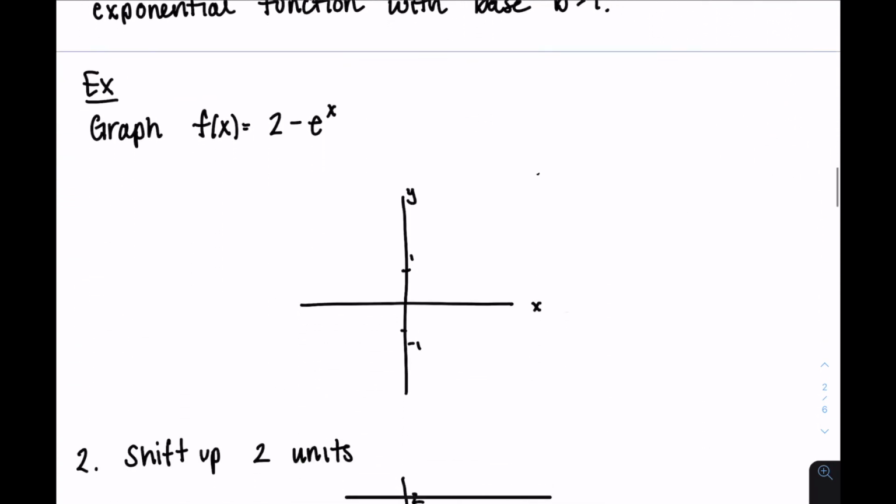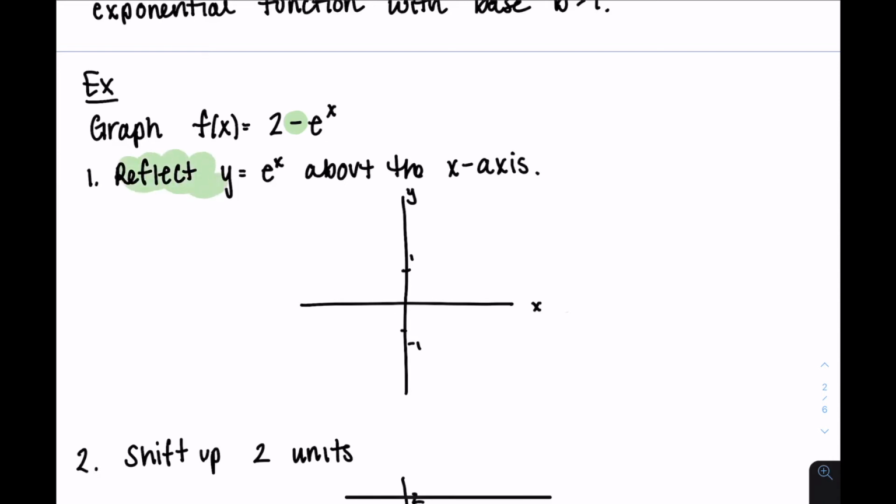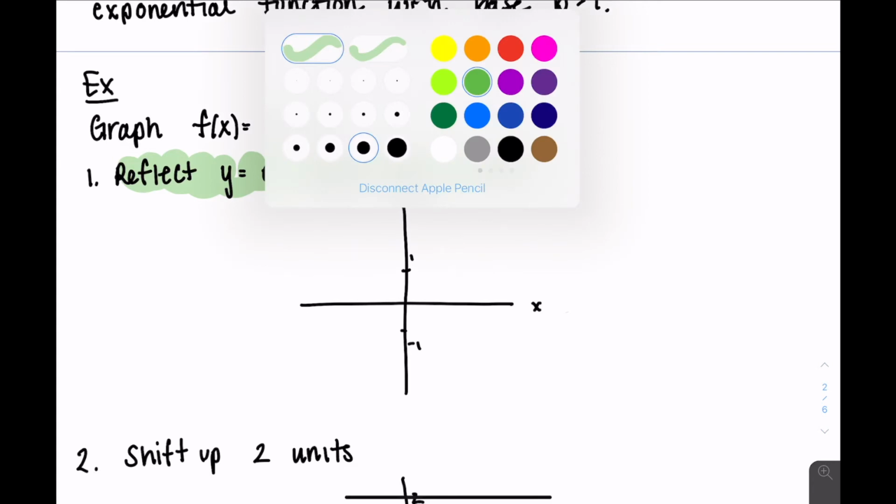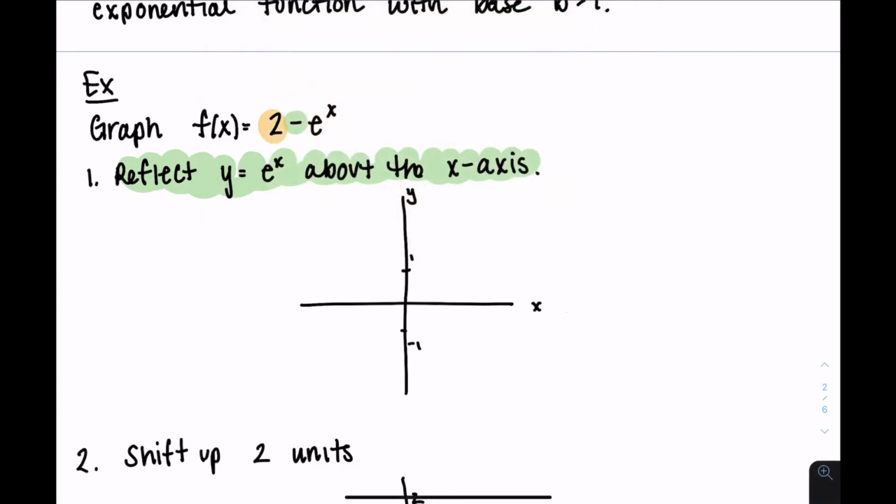So now let's apply some transformations, and let's graph f of x equals 2 minus e to the negative x. We've got two transformations going on. I've got this minus sign out front of the e to the x, so that's going to tell me to reflect my graph about the x-axis. And then the second transformation we have is this 2 out front. That's going to tell us to shift the graph up 2 units.